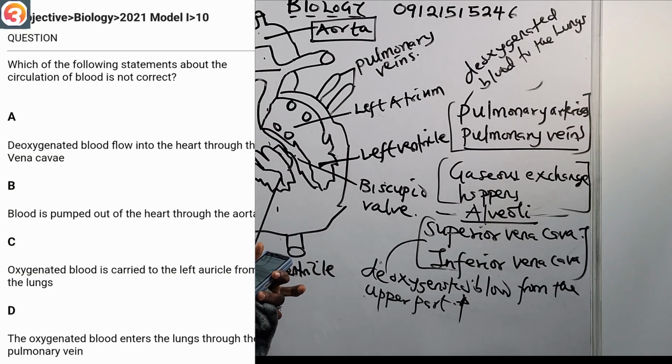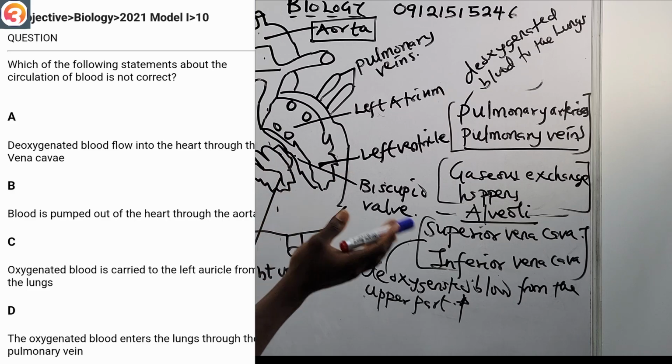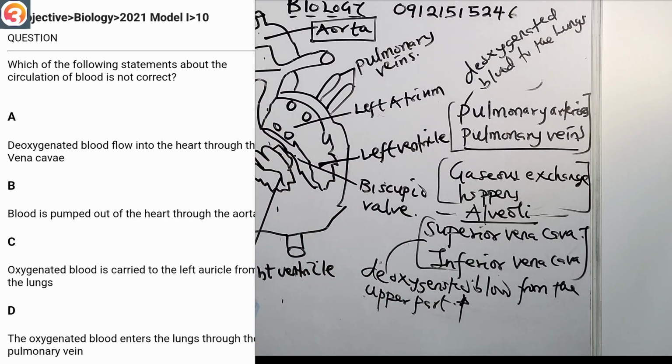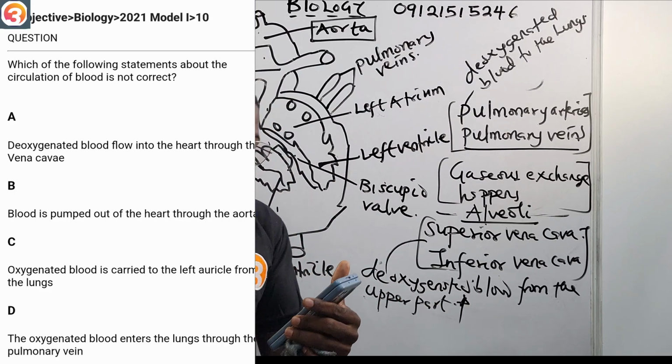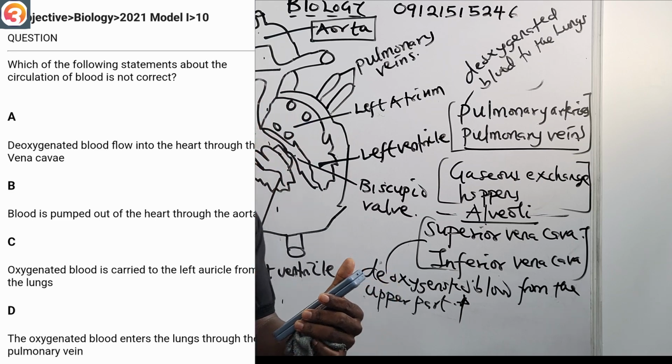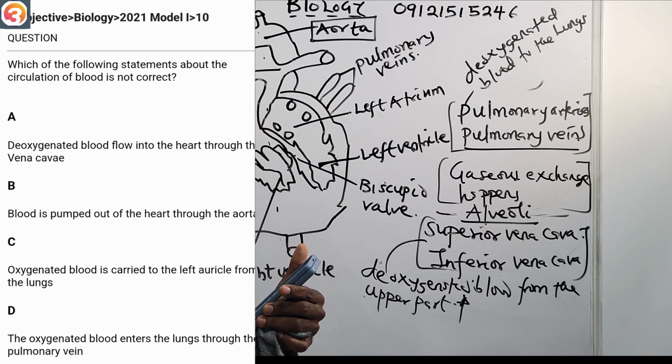I've talked about the superior vena cava and the inferior vena cava, the tricuspid valve, bicuspid valve, right atrium, left atrium, pulmonary veins. So I've talked about all of them. So which of the following statements about the circulation of blood is not correct? A says the oxygenated blood flows into the heart through the vena cava. Yes, it does. It goes to the heart through the vena cava.